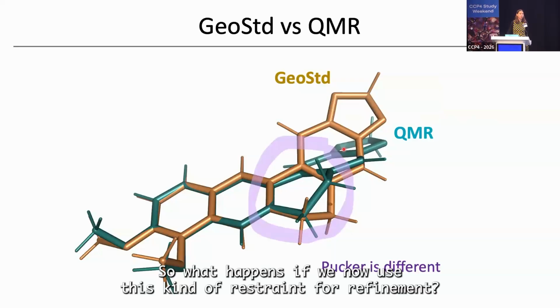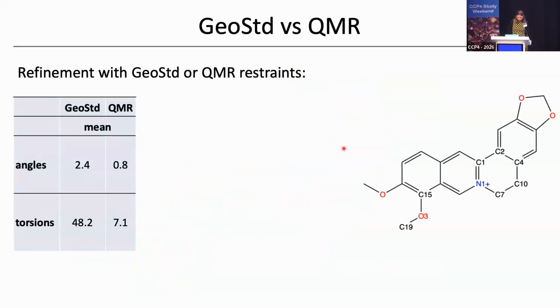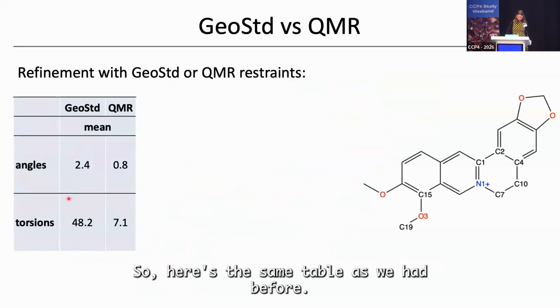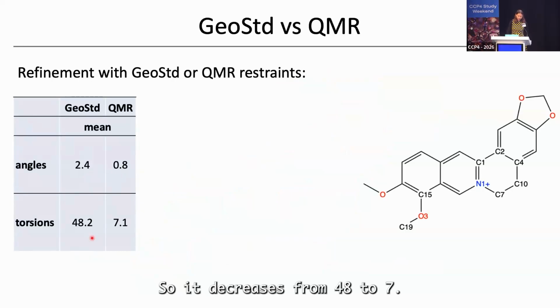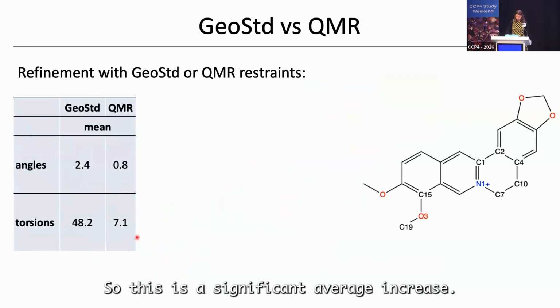Okay, so what happens if we now use this kind of restraints for refinement? Here's the same table as we had before. The mean angle RMSD now decreases from about 2 to 0.8. And for the torsions, it decreases from 48 to 7. So this is a significant average improvement.